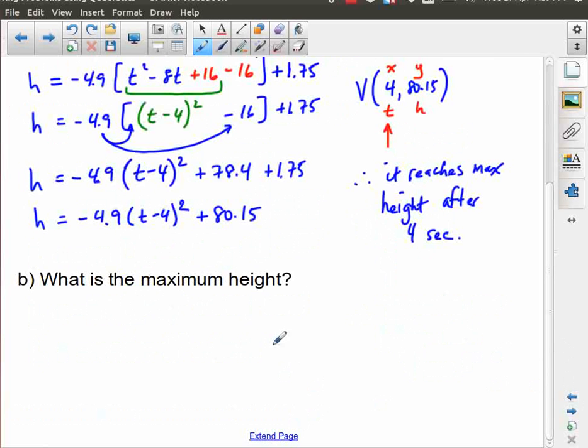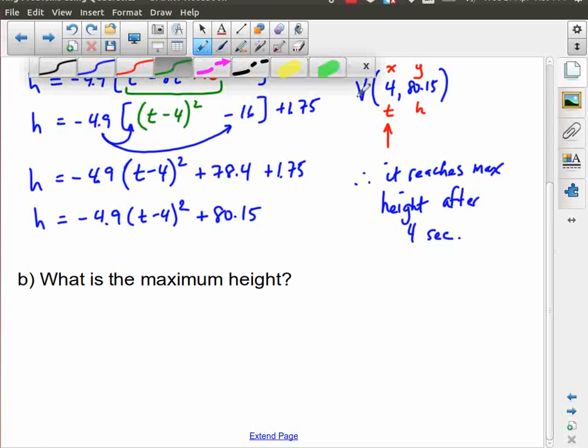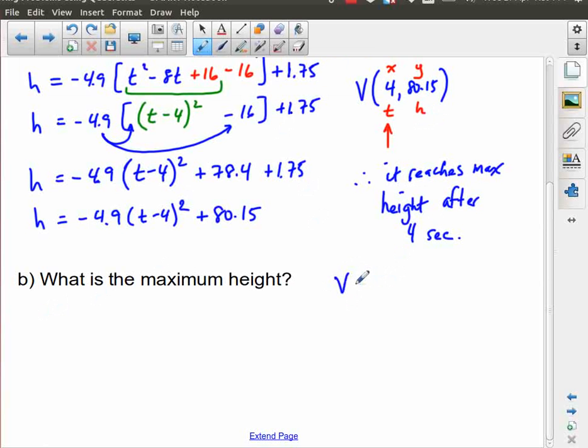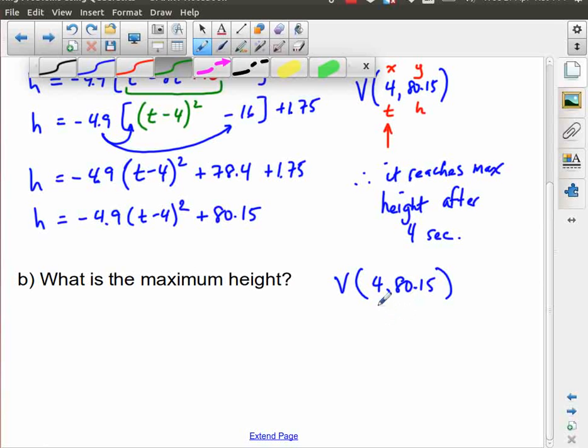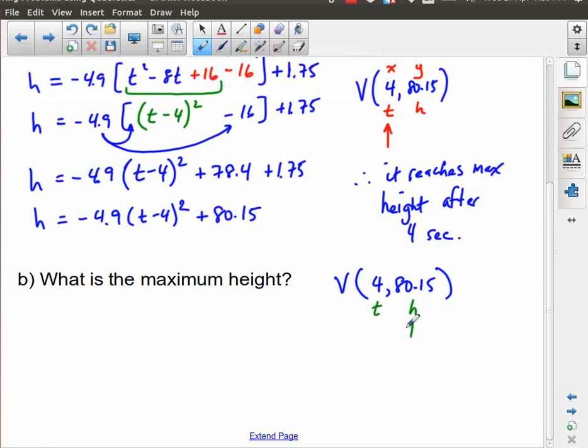Continuing on the same page here, what is the maximum height? Well, I'll just rewrite it again. My vertex is 4, 80.15, and we said that this is a t and this one's an h, and so now we want the actual maximum height. Therefore, max height is, and it's going to be 80.15 meters.